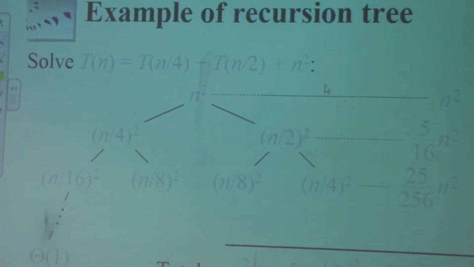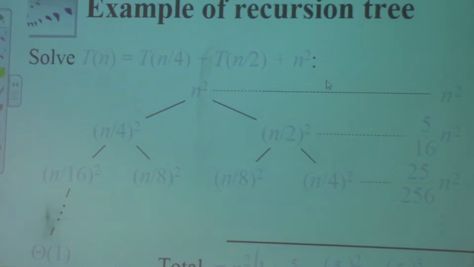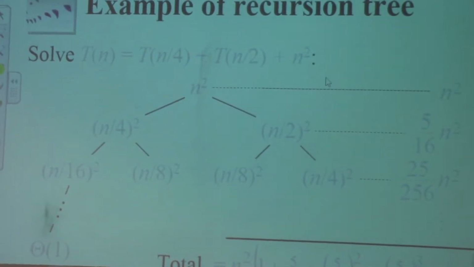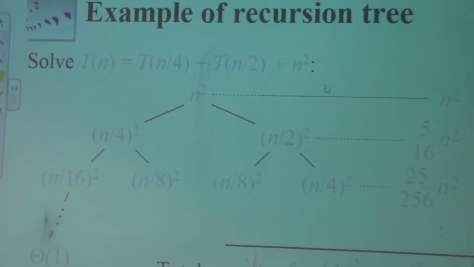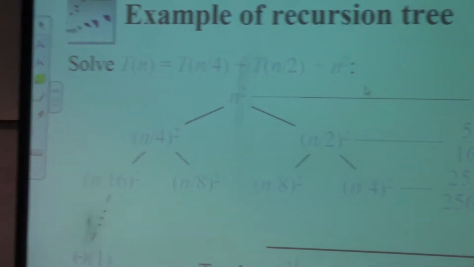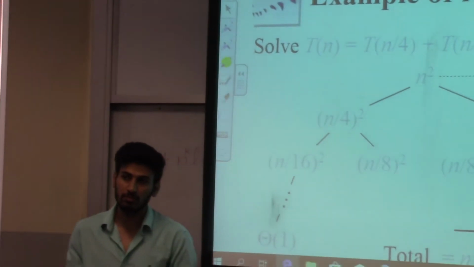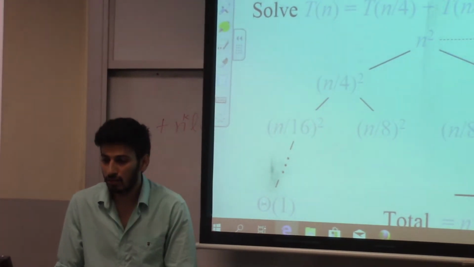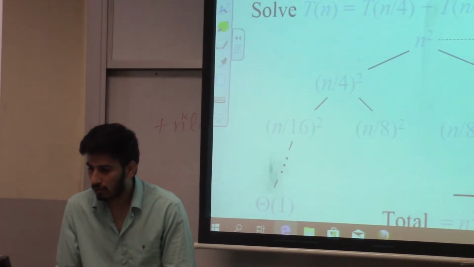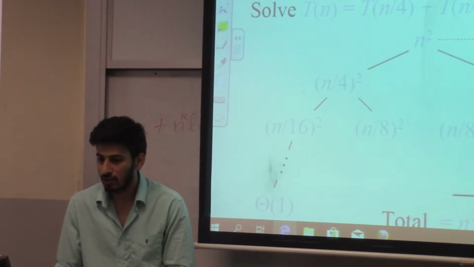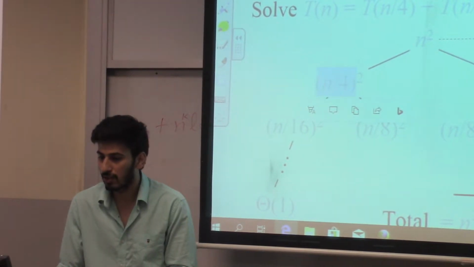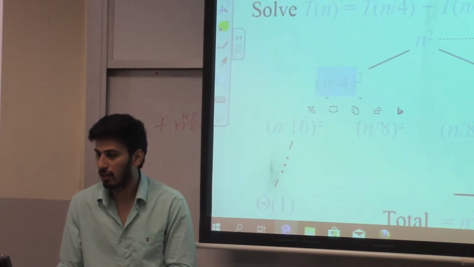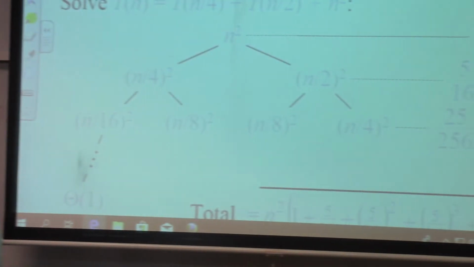The master theorem has some loopholes, because it requires an equation of a certain form. If it is not, we can't solve it by the master theorem. How did we find 5 upon 16? You have to add n upon 4 whole square plus n upon 2 whole square, and then it becomes 5 upon 16 n square.